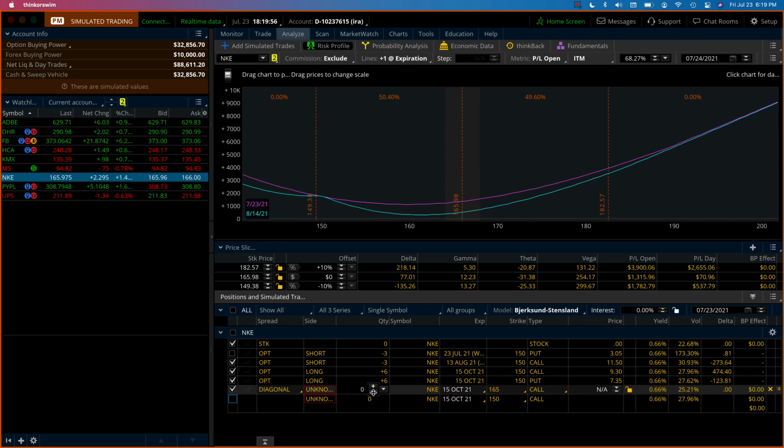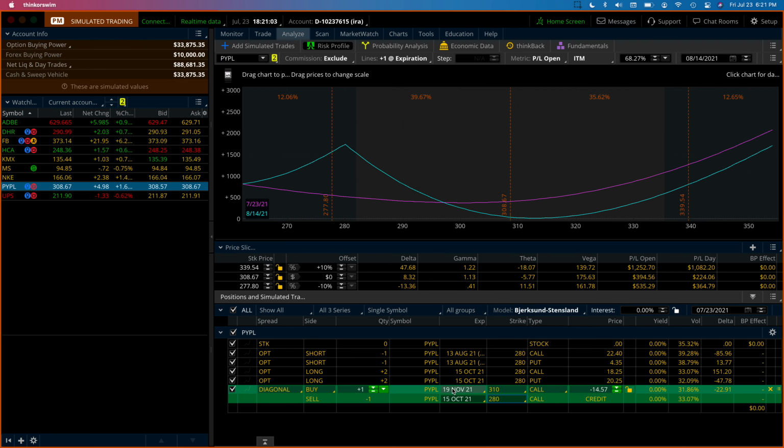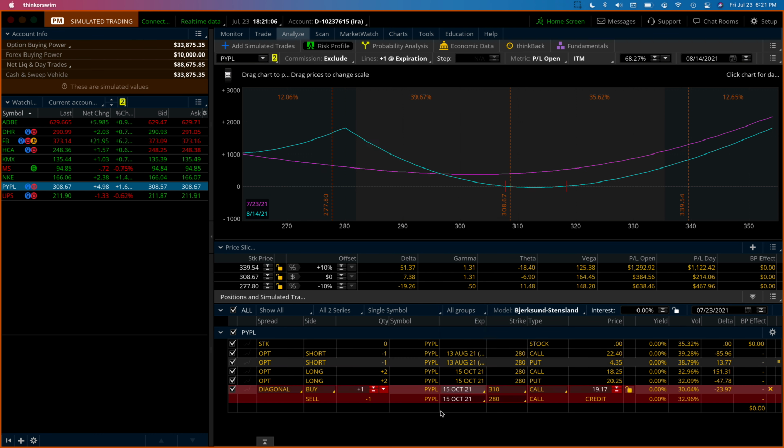Analyze rolling, just move one, October 15th. And we're going to buy a higher strike price, in this case 310. Same expiration though, right there. And that way we get almost $2,000, $1,917. And my delta is still positive.